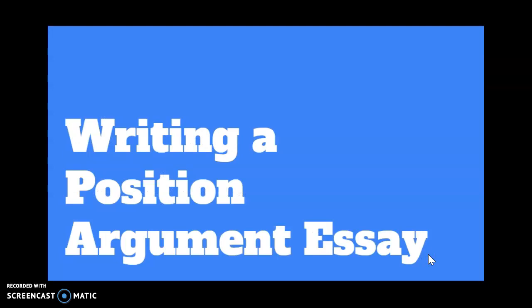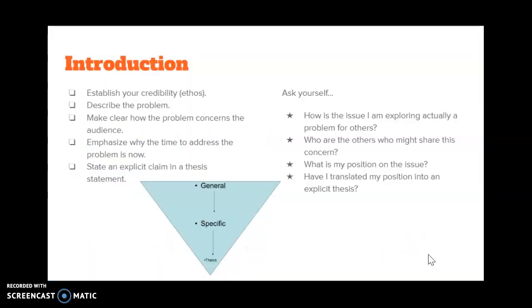The following slides break down a position argument into the elements of an essay to help guide you in writing your position argument essay. Again, as it's been suggested, you may want to pause these slides to jot down the information. Here's some information on the introduction. In essence, your introduction should establish your credibility and describe the problem by including background information. You want to make clear how the problem concerns your audience by inviting your reader into the conversation. And finally, you should end your introductory paragraph with your thesis statement or your explicit claim.